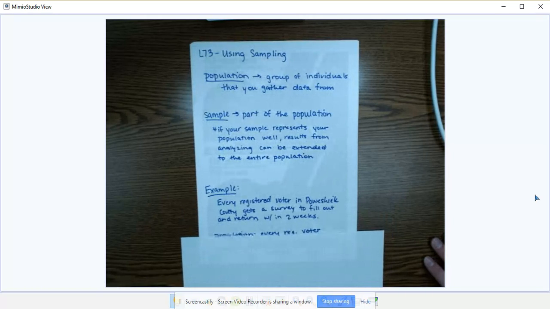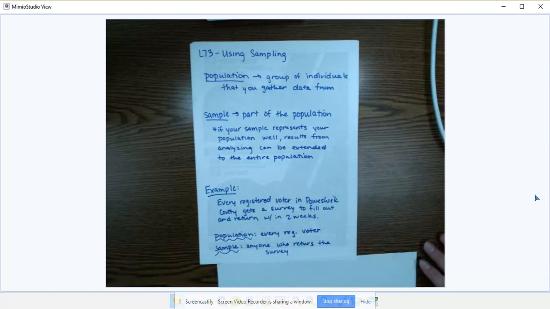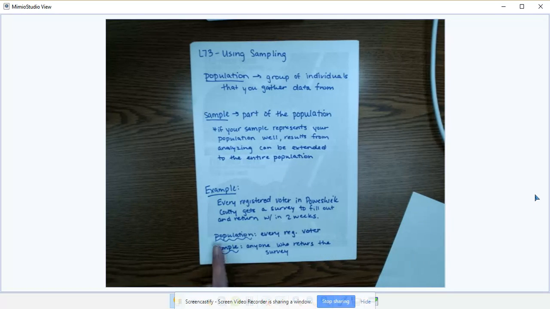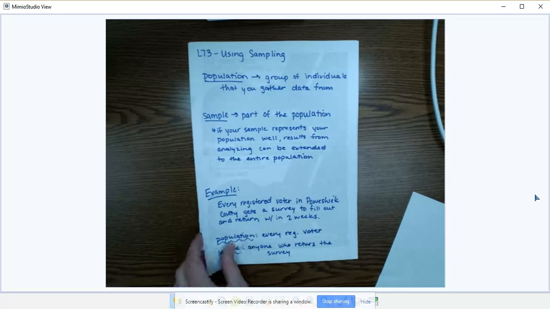Here is an example of population and samples. So if we have voters in Poweshiek County, if they're sent a survey and they have to fill it out and return it within 2 weeks, we have both population and a sample there. So our population would be every registered voter in Poweshiek County, and then our sample would be the people that return that survey. So obviously our sample is a smaller portion of our population.